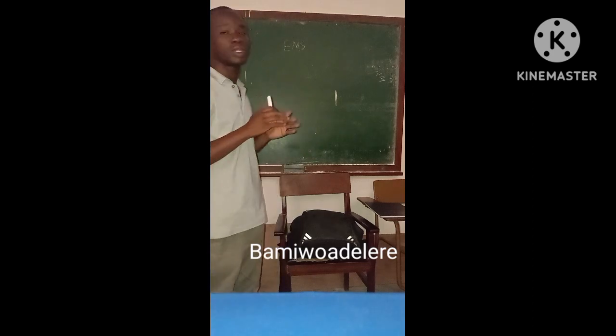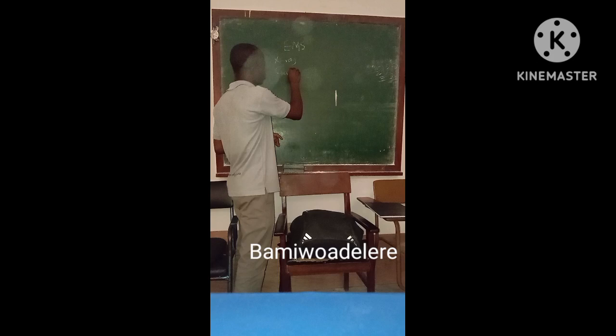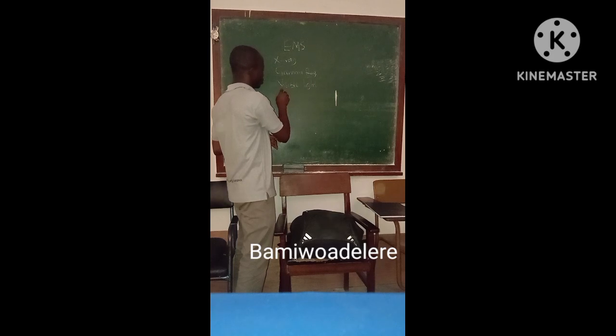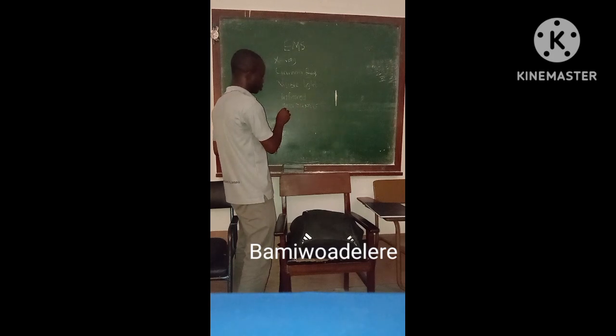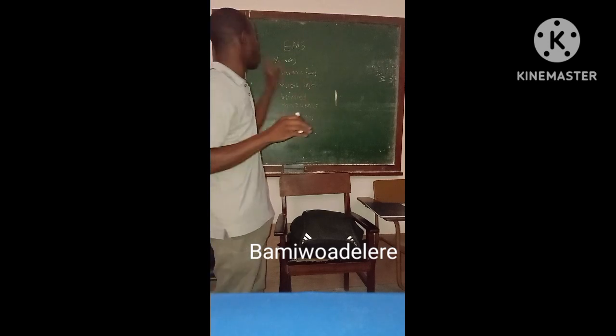So in the electromagnetic spectrum, you have different rays of light, some of which include gamma ray, visible light, infrared, microwaves. Now these are some of the components, or let me say radiations, in the electromagnetic spectrum.